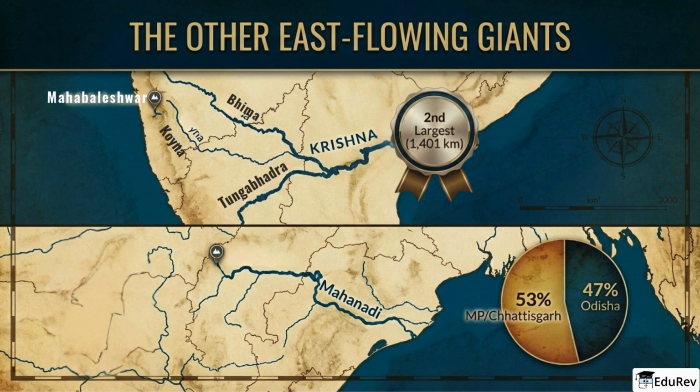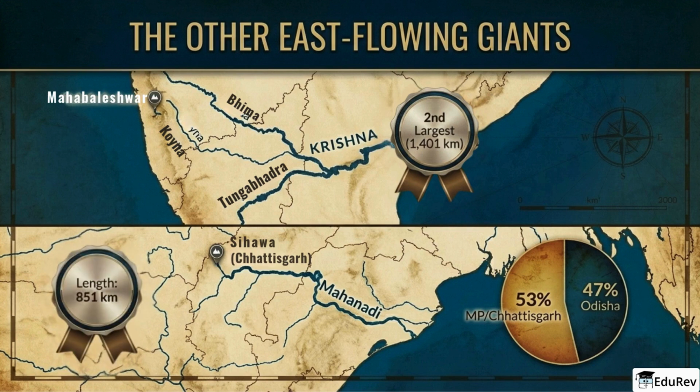Then, Mahanadi. Its origin is at Sihava in Chhattisgarh, and the length marked here is 851 kilometers. The basin split is also given clearly. About 53% lies in MP/Chhattisgarh and 47% in Odisha. So the hierarchy is straightforward. Godavari first, Krishna second, and Mahanadi as another major east-flowing system.